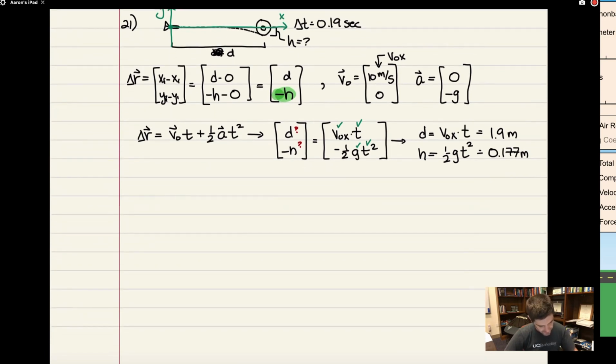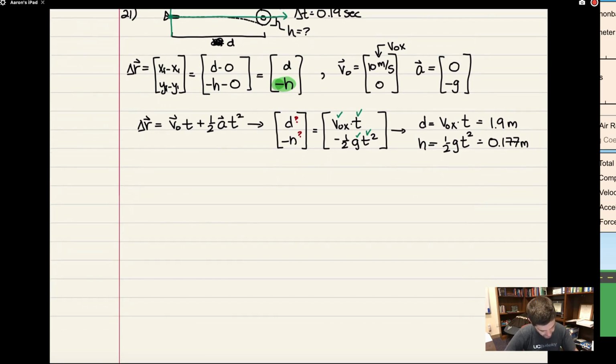Just so that it's obvious, I could have done it this way. Instead of negative h, I could have just said the displacement is d and some y. The final position is y. I don't know if it's positive or negative. And the initial position in the vertical direction was 0. So y minus 0 is y. And I could have written down this as my two expressions. I would not get a different answer for d.